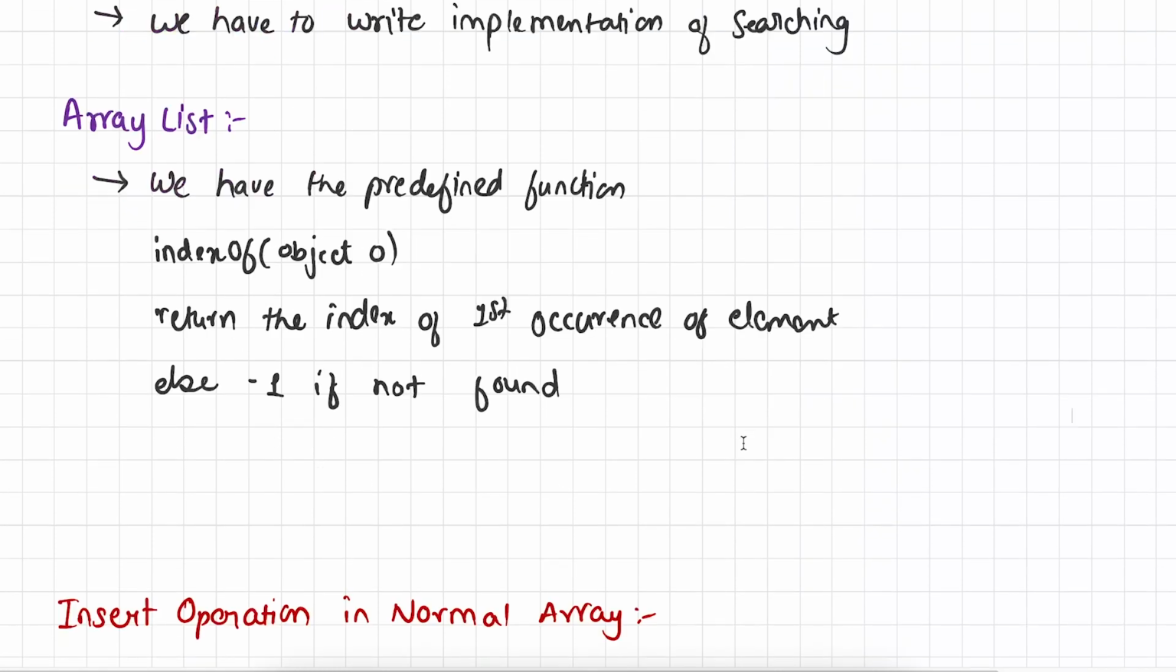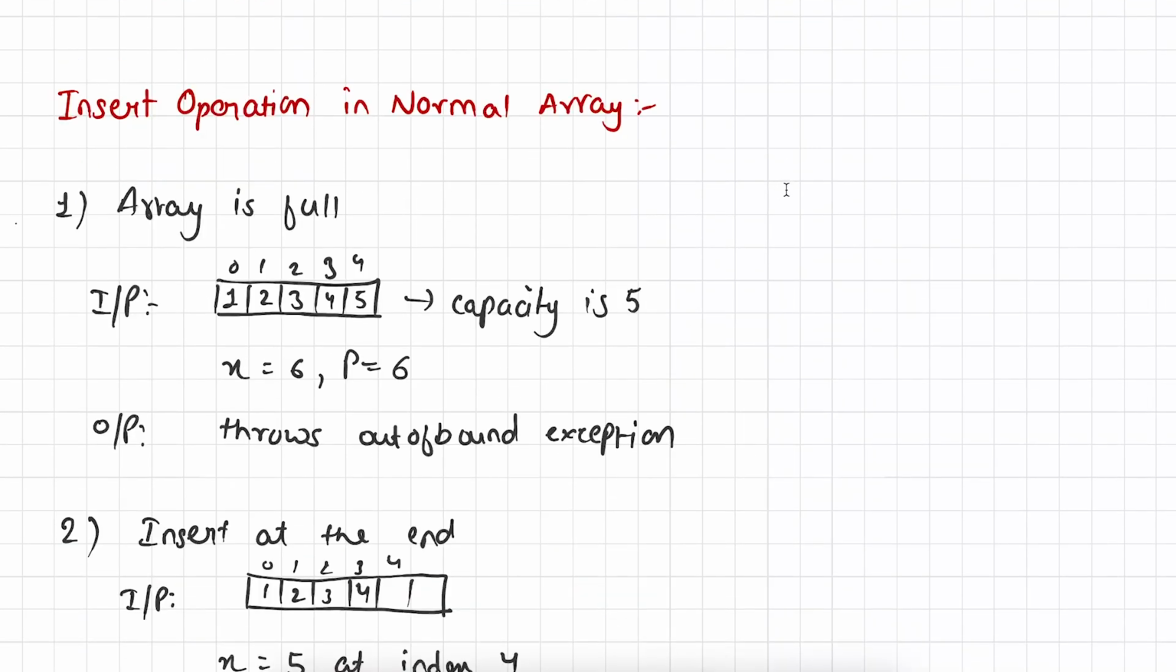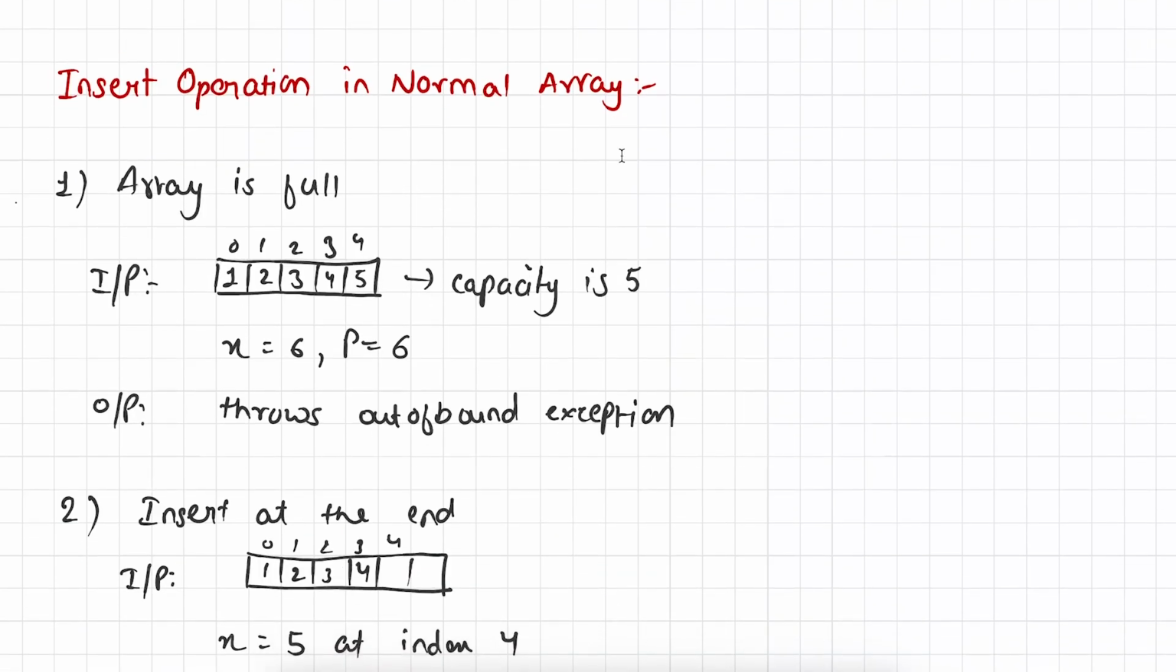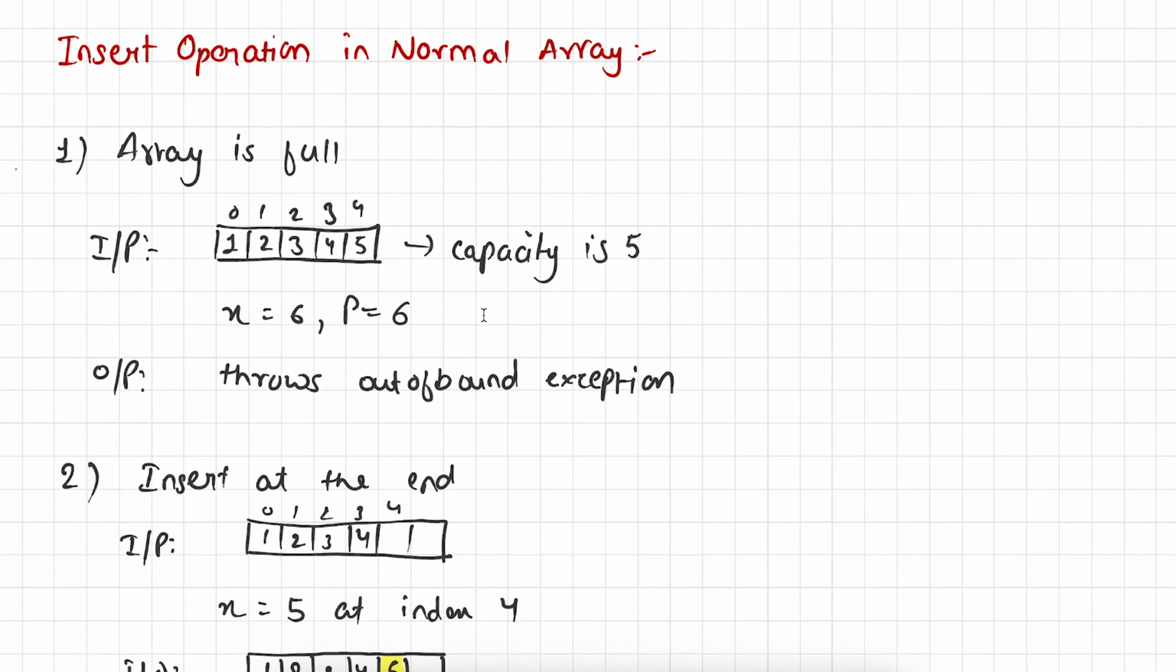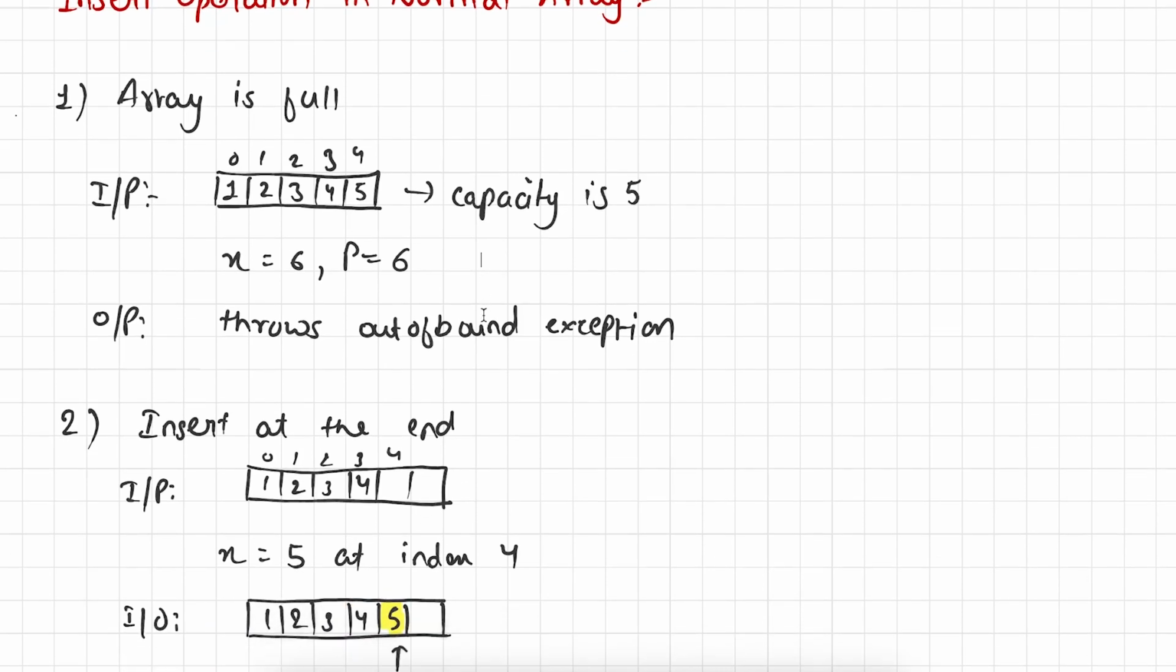Okay, so far so clear. Now let's talk about the next operation, that is the insert operation. And we are assuming normal arrays as of now. First thing, what happens when the array is full? As you can see, here the array is full and the capacity of this array is 5. If you want to enter a new element 6 at position 6, what happens? This array simply throws an out of bound exception, because in normal arrays, if the array is full, we cannot enter more elements than its capacity, right?